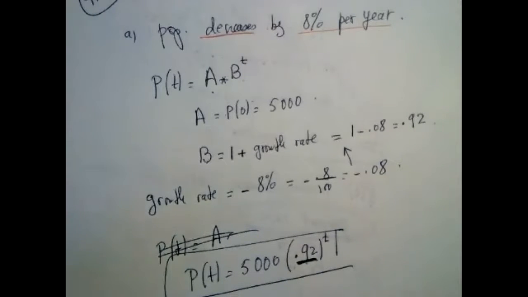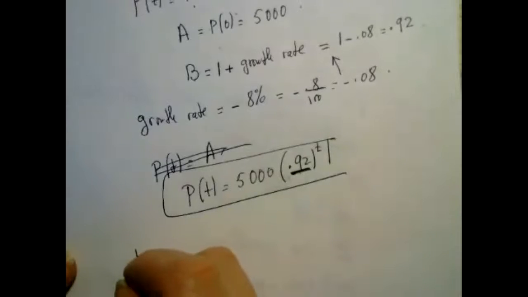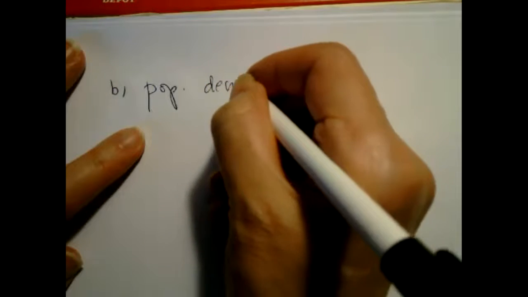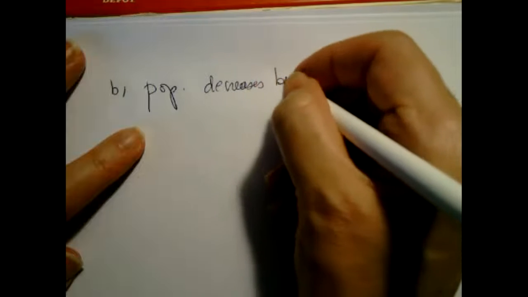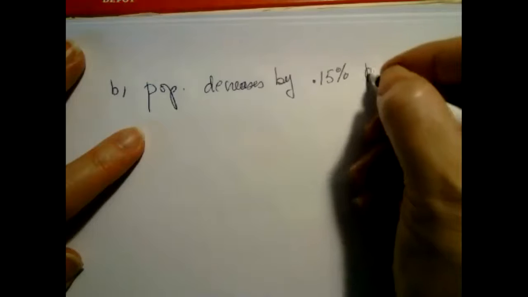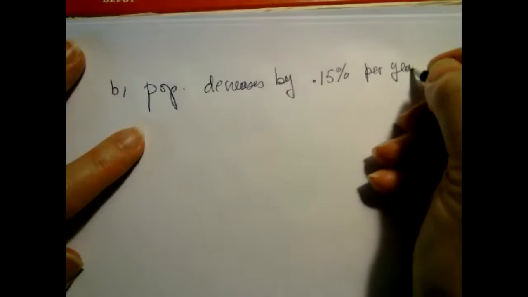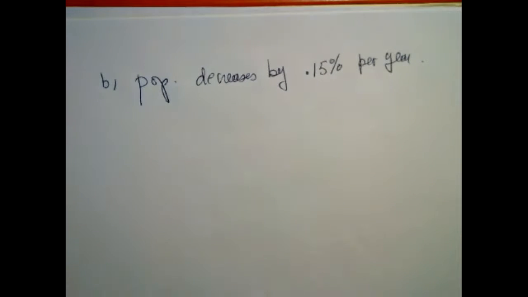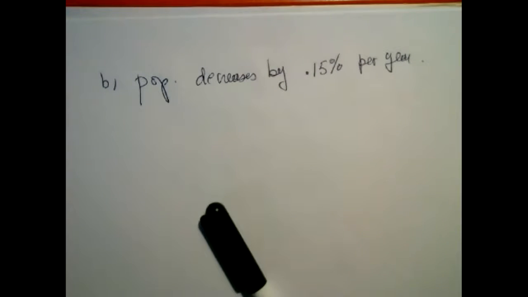Okay. All right. So I will do B because the answers were not actually good. I'm still on number 12 from your review: the population decreases by 0.15% per year. And the question again: find a formula. And please do it so you know if you're doing it correct or not.